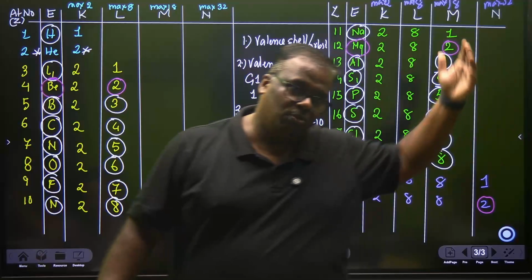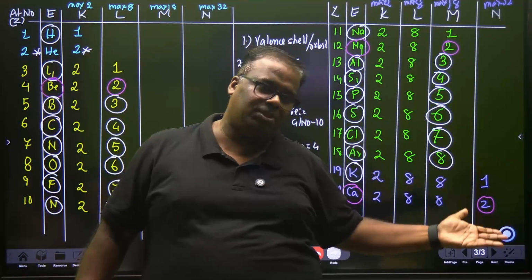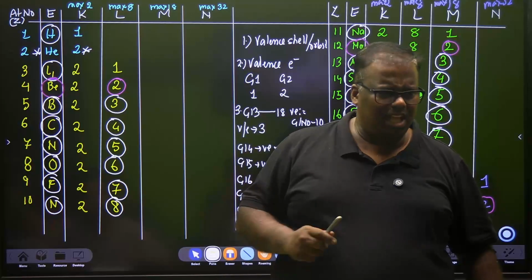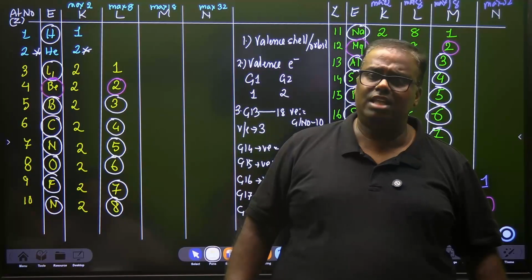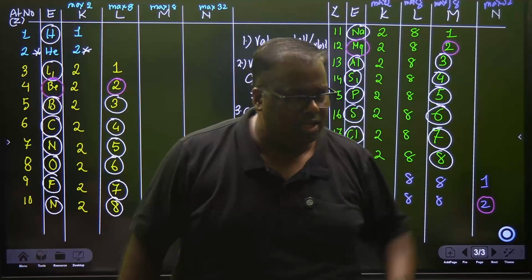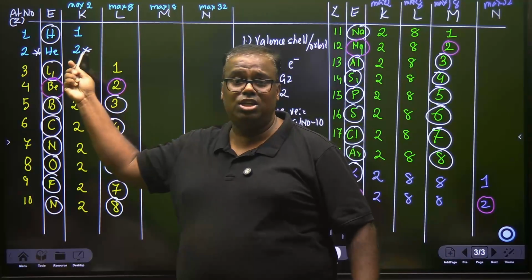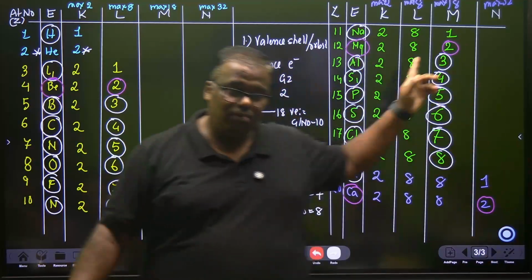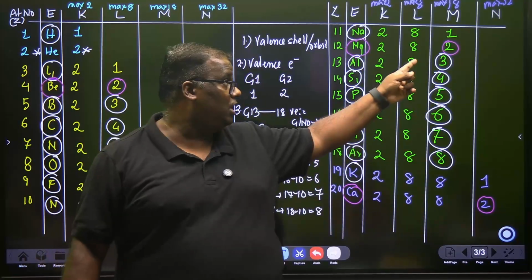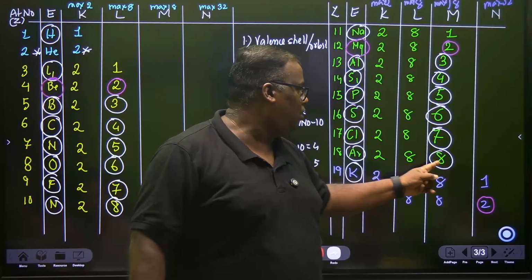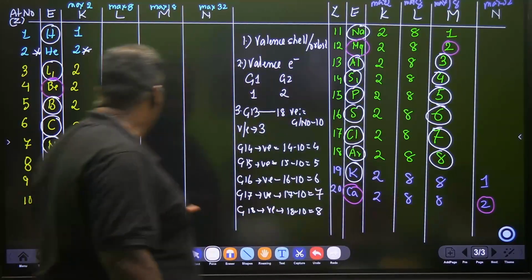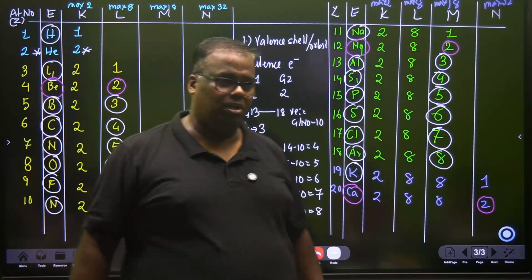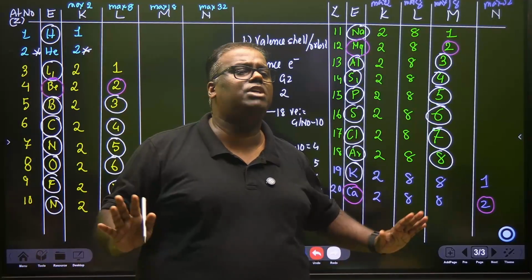The rest of its group members, neon, argon, krypton, xenon, they're having how many electrons? 8 electrons. Is it their valence shell? Yes. Is their valence shell completely filled? Let's check. For helium the valence shell is K, but it is completely filled. For argon we find the valence shell as M, and for neon as L. In both cases, it is completely filled. Valence shell can have maximum 8.